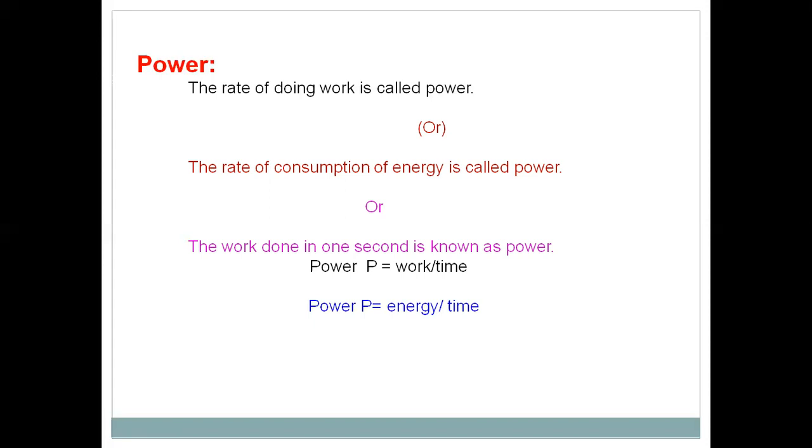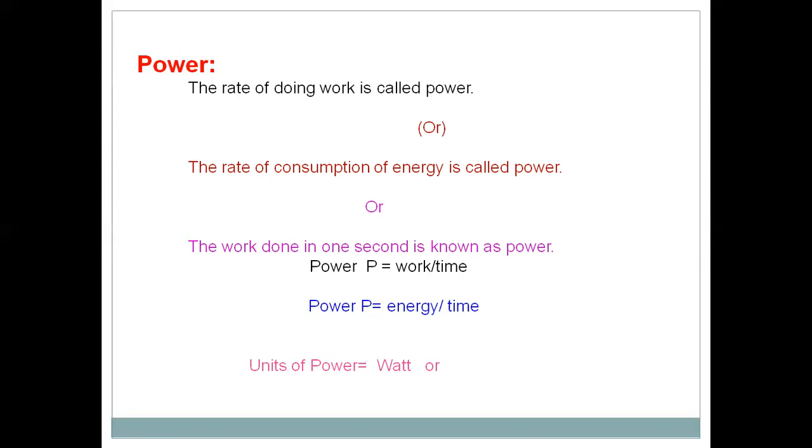That is in some of the books, maybe. When the work or time is very small, P is equal to dW by dt, P is equal to dE by dt, where W is work and E is energy. What are the units of this power? We know the units of power in the SI system of units.